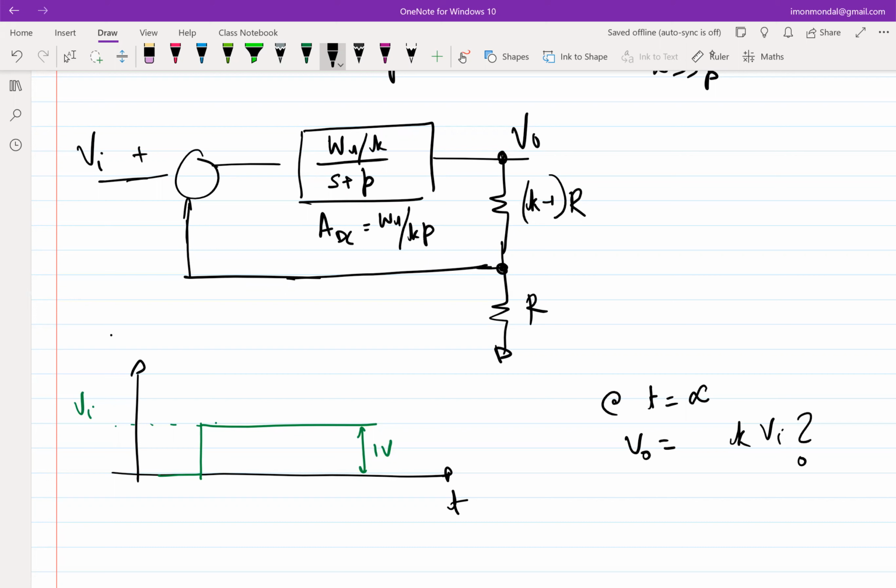Now if you have a negative feedback loop with this gain, what will the final output be? No, it will not be K into Vi. It will be K into Vi only when you have infinite gain. Now you don't have infinite gain.